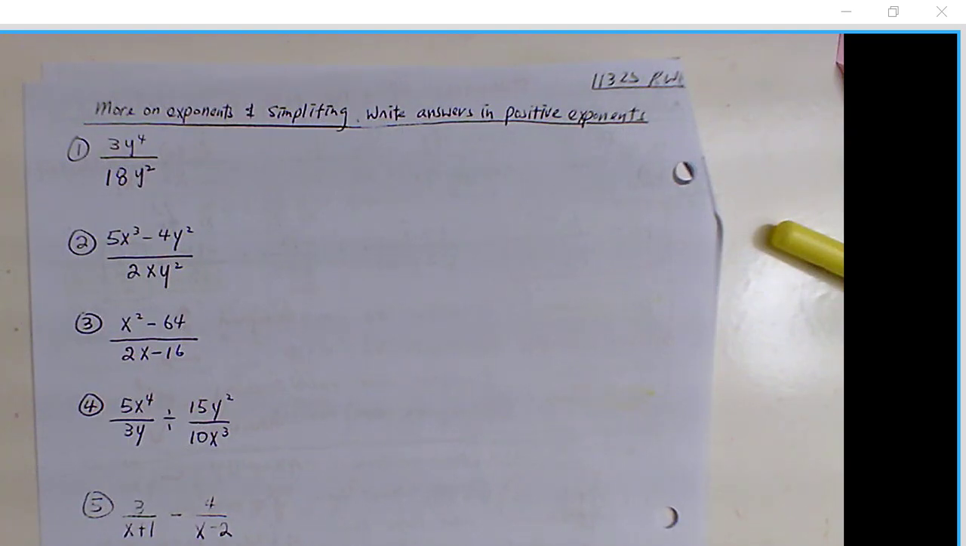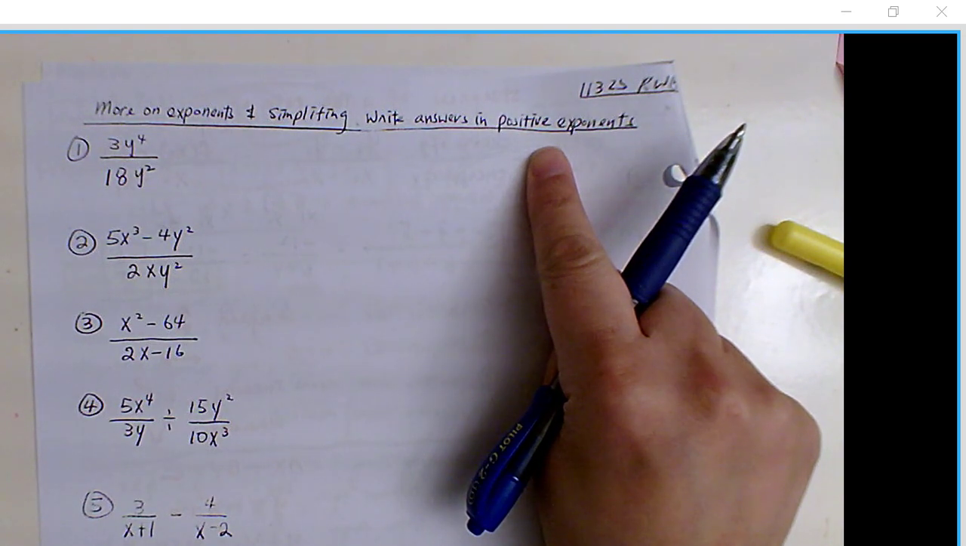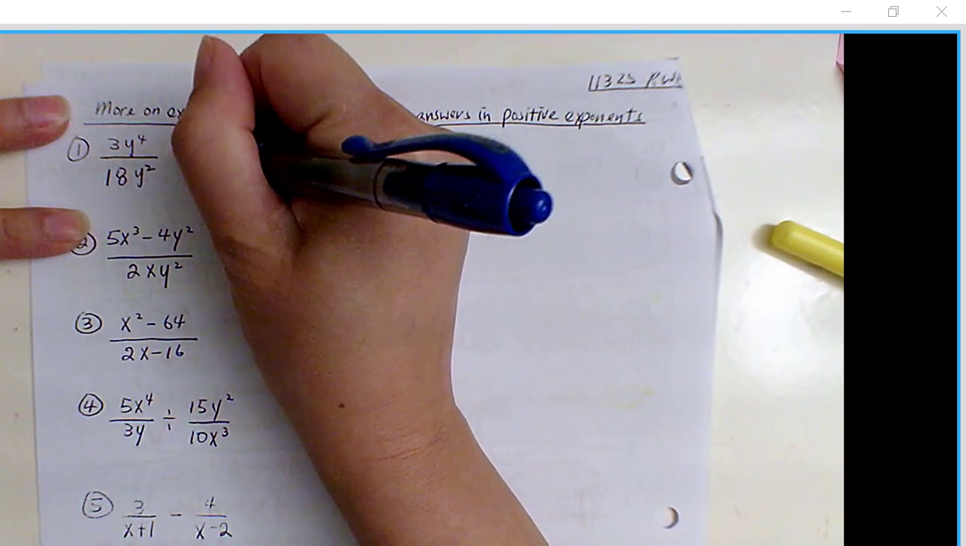Okay, we're going to continue with the review packets that we started last class time. And the next question on page 4 is for simplifying your functions, and make sure you write all the answers with positive exponents. So the first one, we have 3y to the 4 divided by 18y squared. We need to simplify the answer.